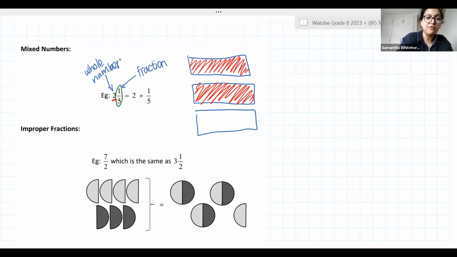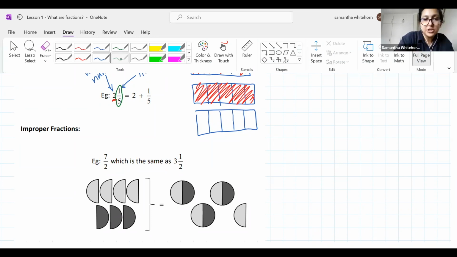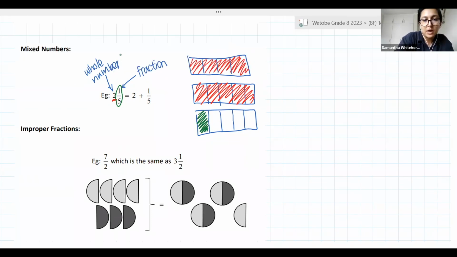The fifth, or the fraction part, is now where I'm only considering part of the next whole. So this final rectangle could be split into 5 parts. You can split the other rectangles into 5 parts if you want, but you're considering the whole thing, so it's not entirely necessary. And the fraction now represents only 1 part out of those 5 parts. And so the mixed number allows us to represent multiple wholes and then part of the next whole.